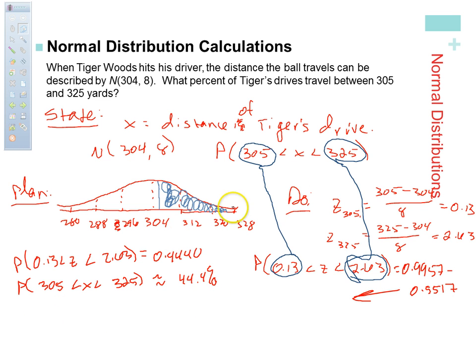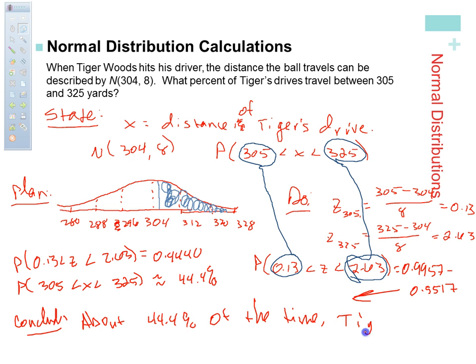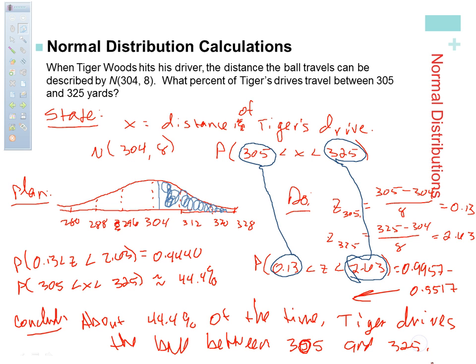So that's our plan and our do. We need a good conclusion, and I kind of already said it already, but what you'd want to say is about 44.4% of the time Tiger drives the ball between 305 yards and 325 yards.